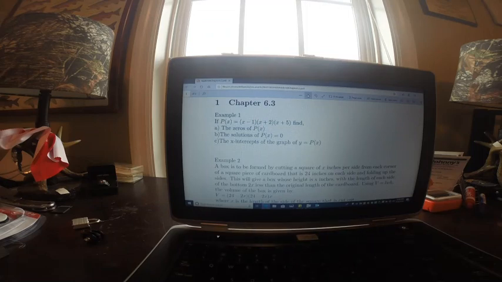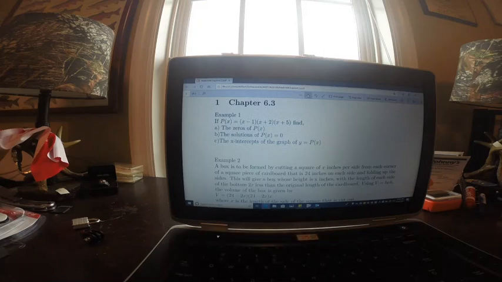So I'm just going to start right off with an example. Example 1 says, if p of x equals (x minus 1)(x plus 2)(x plus 5), find A, the zeros of p of x, B, the solutions of p of x equals 0, and C, the x-intercepts of the graph of y equals p of x.